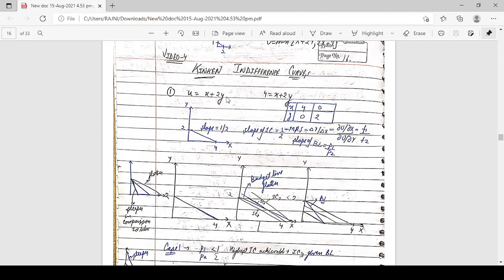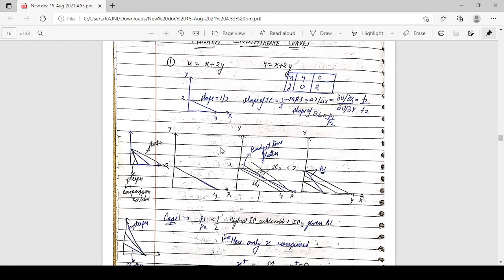And if we ask how much of a good the consumer would like to sacrifice in order to get an extra unit of y, he will be sacrificing 2 units of x in order to get one single unit of y. This is the slope of the indifference curve. And now we will be considering three cases: P1 upon P2 less than half, P1 upon P2 greater than half, and P1 upon P2 equal to half.